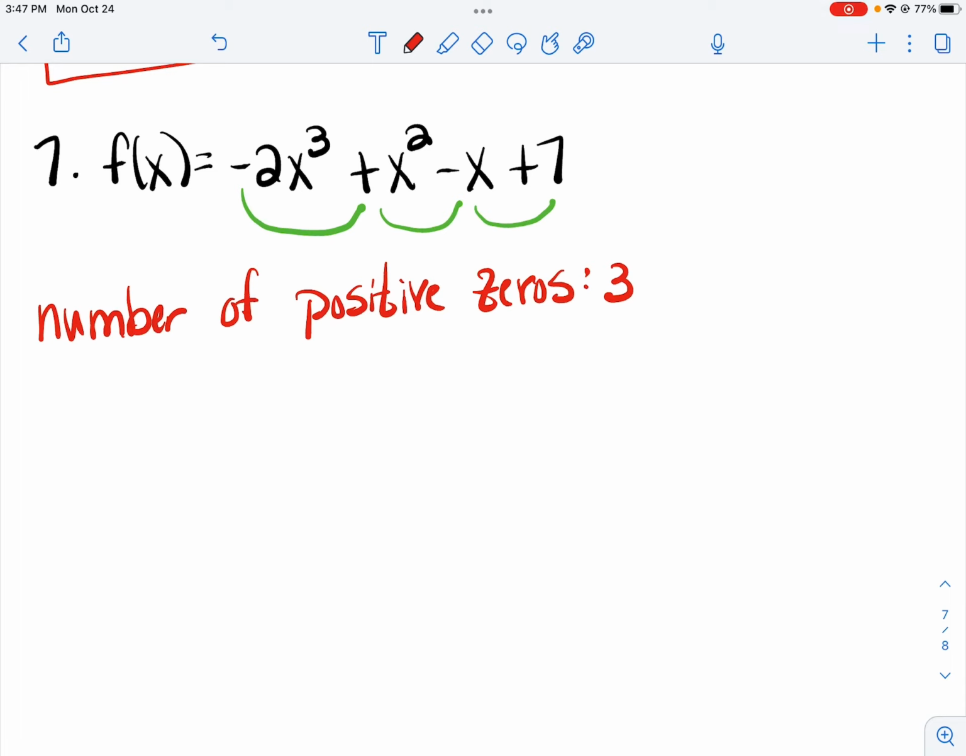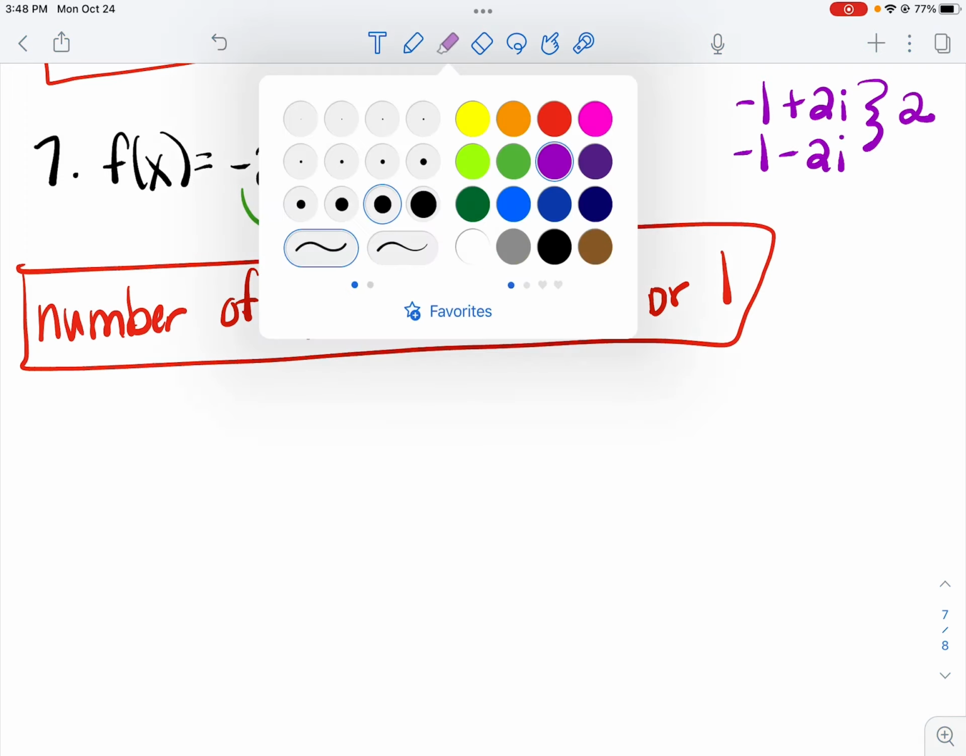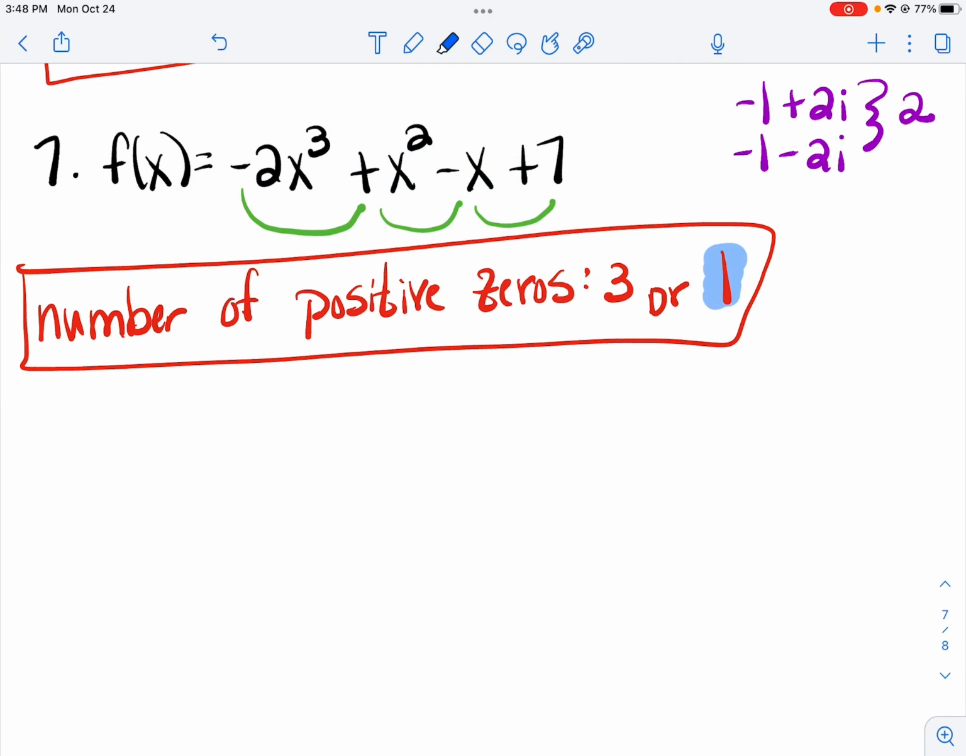If you remember back in problem number 3, we talked about that negative 1 plus 2i was a 0, and that meant that negative 1 minus 2i was also a 0. That is 2 different zeros. Because my conjugate zeros come in pairs, in 2s, I have to subtract 2 from my number. So 3 minus 2 is 1. So I could have 3 or 1 positive zeros. Students will often forget about this other number.